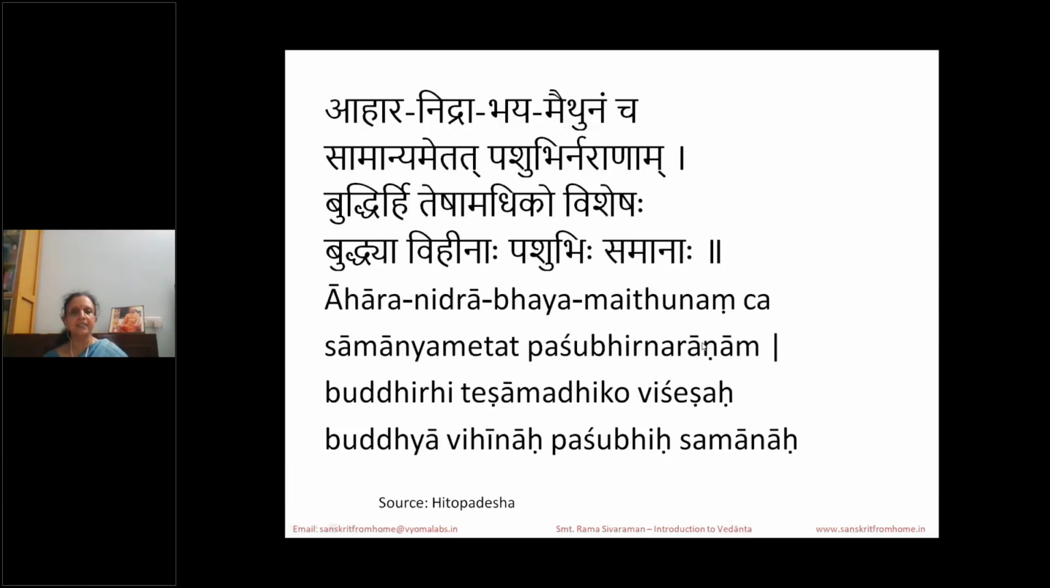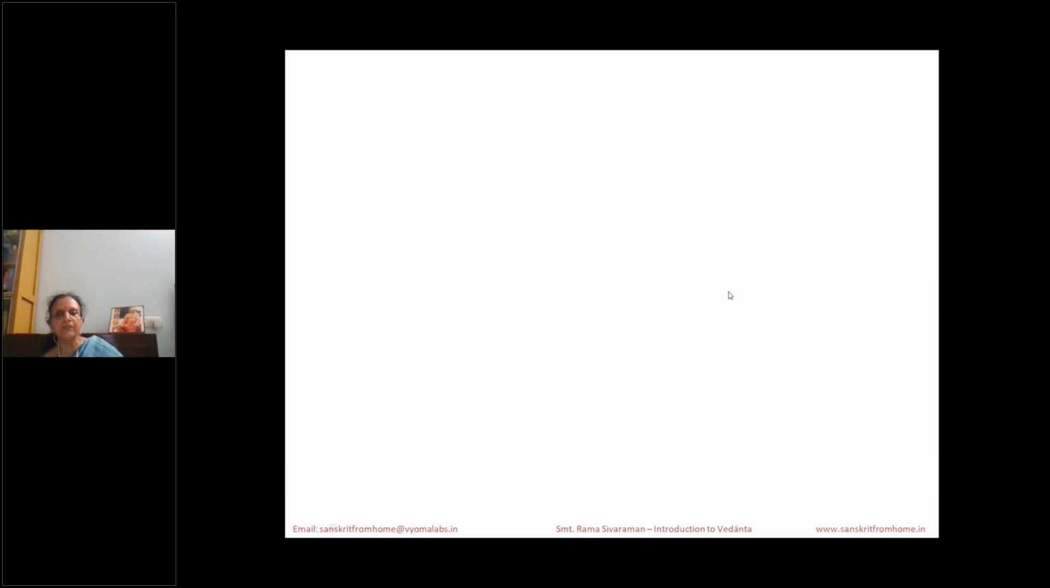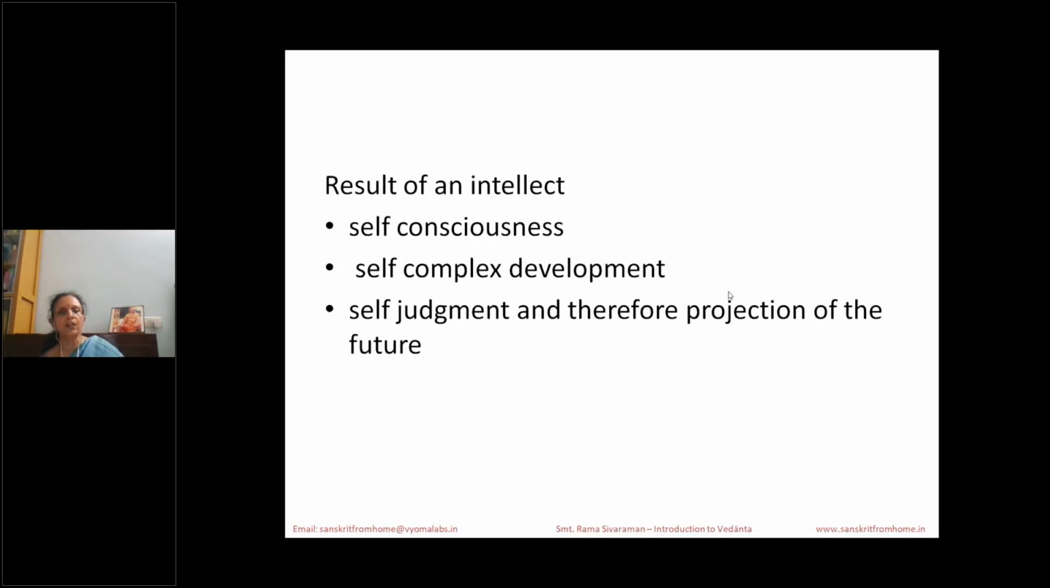And intellect makes the human being think, and because of which he has a thinking faculty, a judging faculty, a reasoning faculty, as well as something that he uses to project the future, right? So because of this reason, the human being is different from an animal, right? The result of an intellect is that the person becomes self-conscious and there is a self-complex development. Okay, he is better off than me. I am not as good as him.